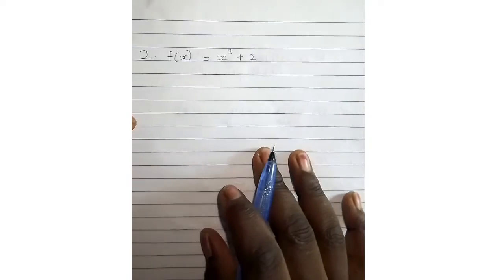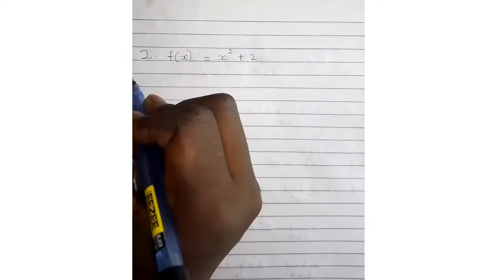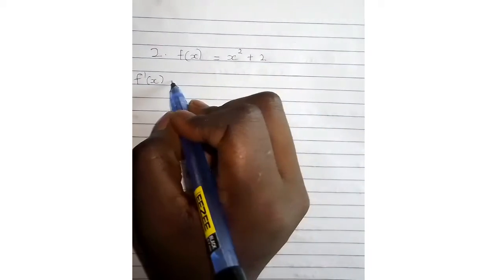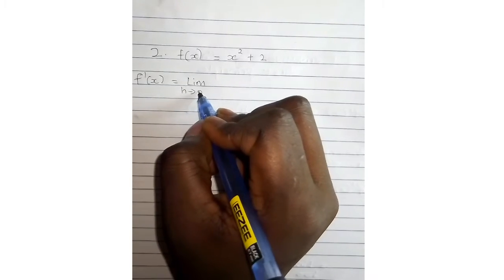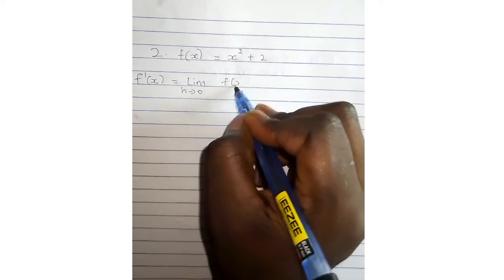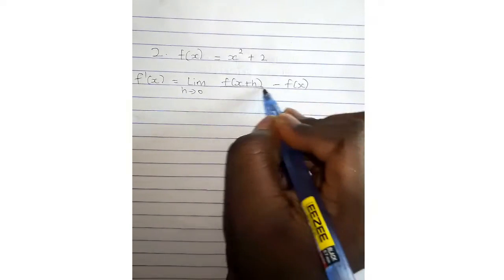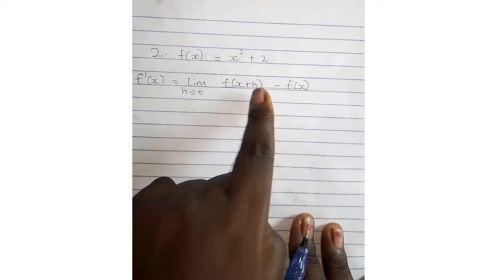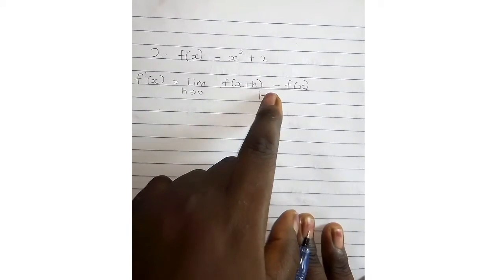So using the first principle, the formula is given as f prime of x, which is equal to the limit as h approaches 0 of f of x plus h minus f of x all over h. So that's the formula, and I'm going to work with this. Now f of x plus h simply means that in the function, wherever we see x, I'm going to put x plus h.